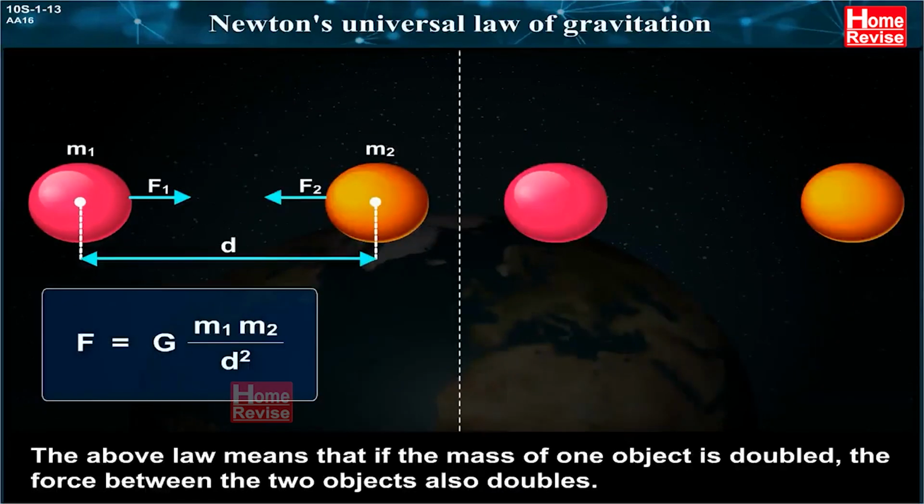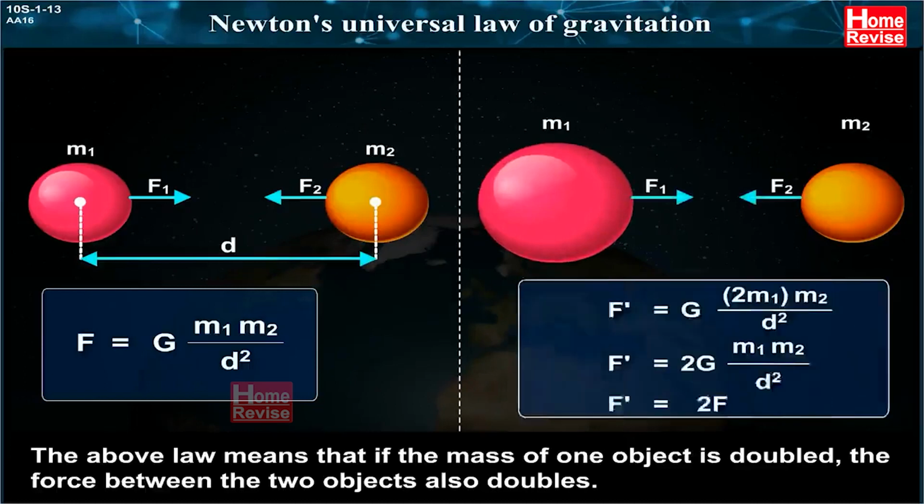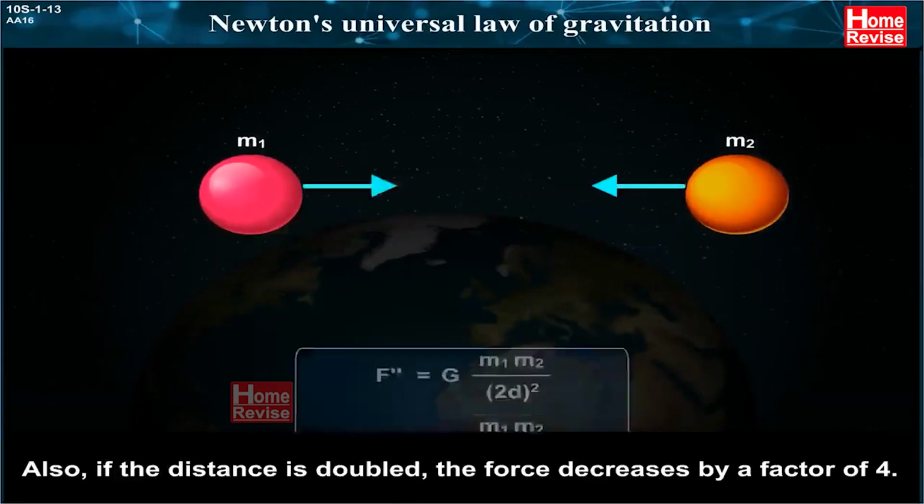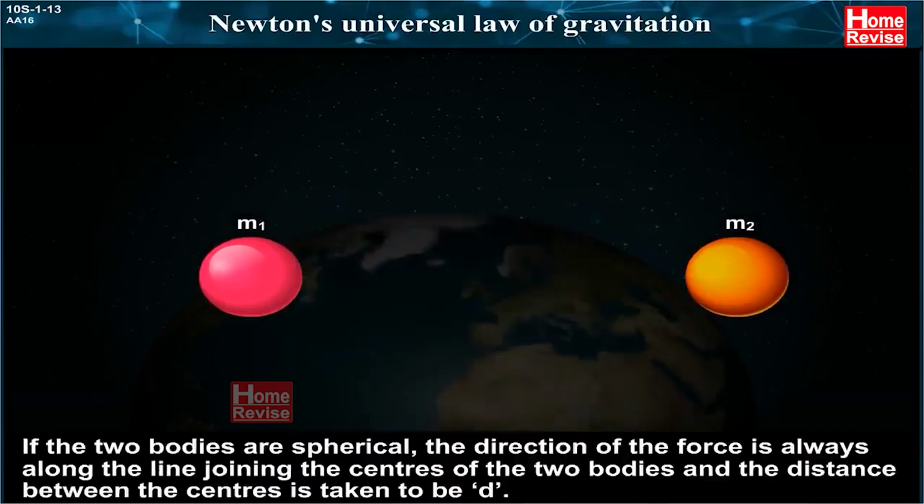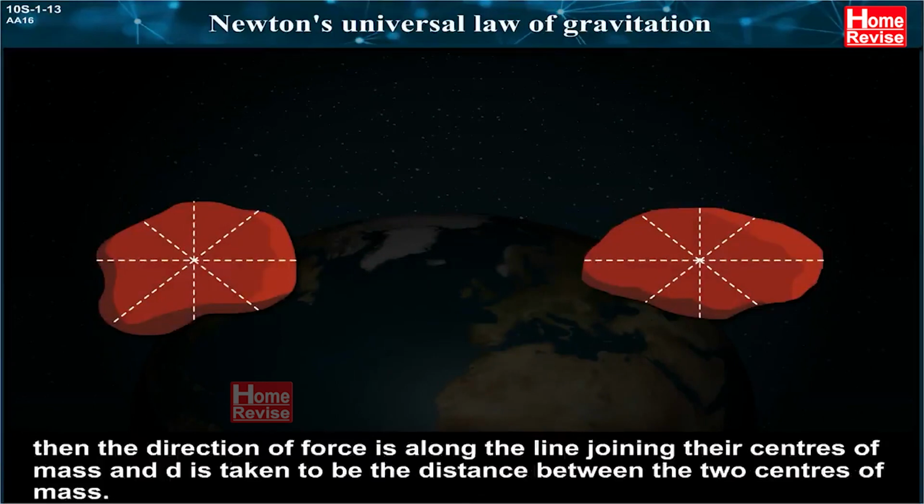The above law means that if the mass of one object is doubled, the force between the two objects also doubles. Also, if the distance is doubled, the force decreases by a factor of 4. If the two bodies are spherical, the direction of the force is always along the line joining the centers of the two bodies, and the distance between the centers is taken to be d. In case the bodies are not spherical and have irregular shape, then the direction of force is along the line joining their centers of mass, and d is taken to be the distance between the two centers of mass.